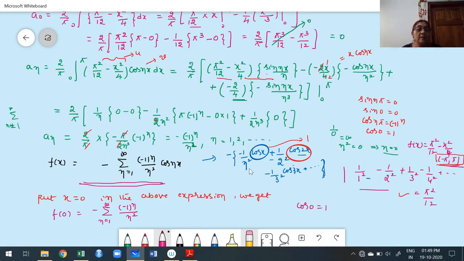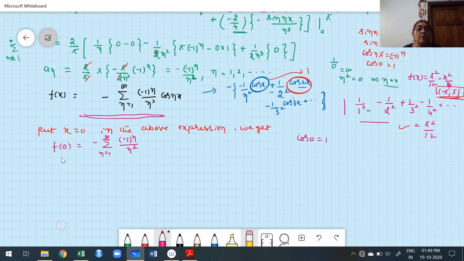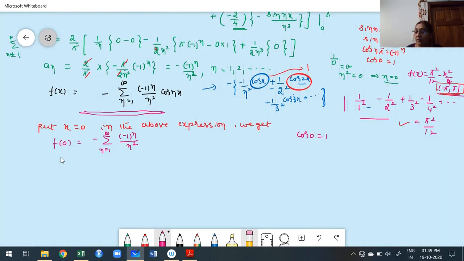Okay. In the next step, I want to find out what is my f of 0. What's the function you have? The function f of x is, as already written on the board, pi square by 12 minus x square by 4. What is my f of 0? F of 0 is nothing but pi square by 12. Okay, fine. So pi square by 12 is my f of 0, just now calculated because x is 0.